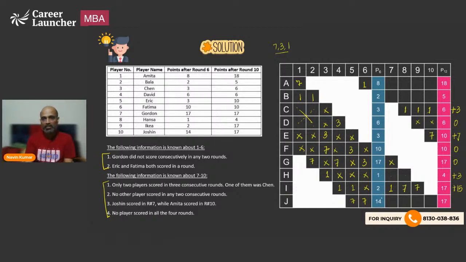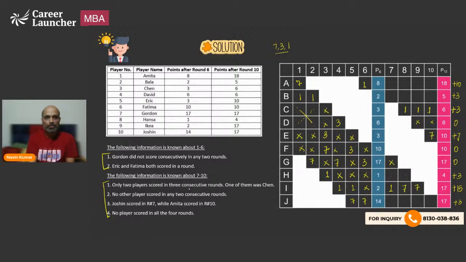Now, if you look at J, 14 to 17, that's an increase of 3. Now, 3 can come anywhere. We don't know that yet. If you look at B, 2 to 5, that's an increase of 3. 8 to 18, that's an increase of 10. So we can see that there are a lot of possibilities. Let's look at the conditions.